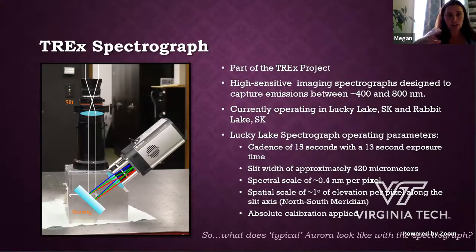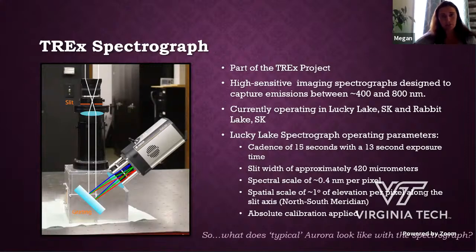It operates with a 13-second exposure, and it runs every 15 seconds. It has a spatial scale of 1 degree elevation per pixel along the slit axis and a spectral scale of about 0.4 nanometers per pixel. And we absolutely calibrate the instrument so that we're able to get data out in the form of Rayleighs. Looking at the spectra of something like the aurora gives us a lot of information about its chemical composition, and that gives us information about altitudes and composition, and also gives us a little bit of a clue on its generation mechanisms.